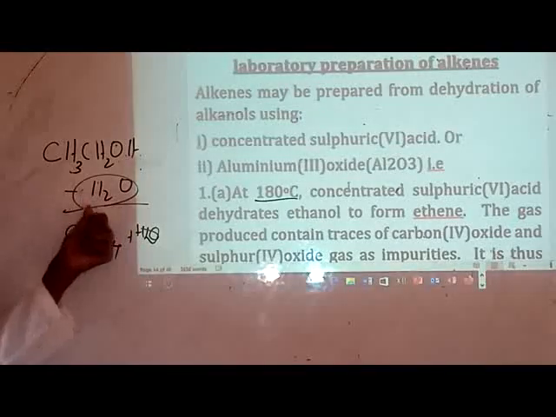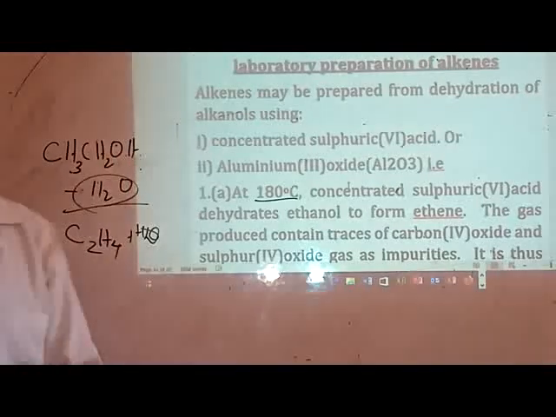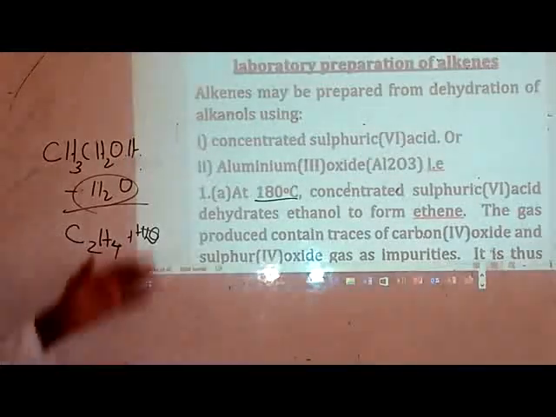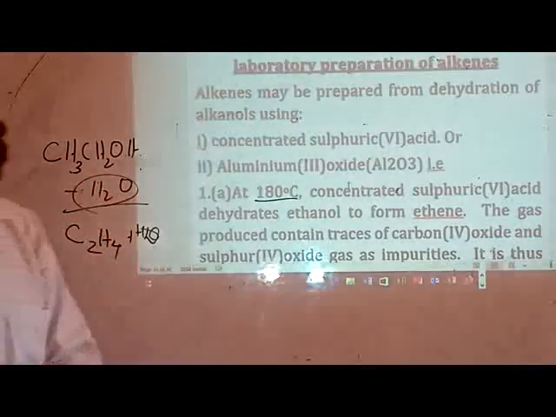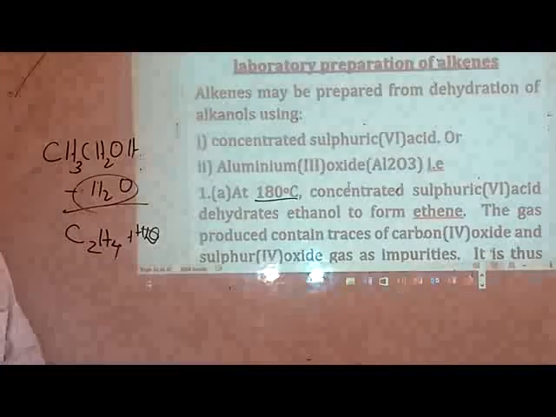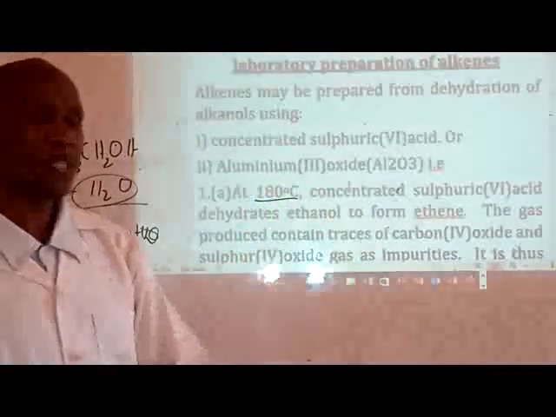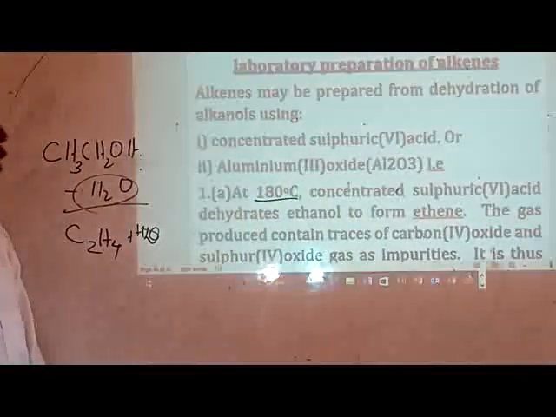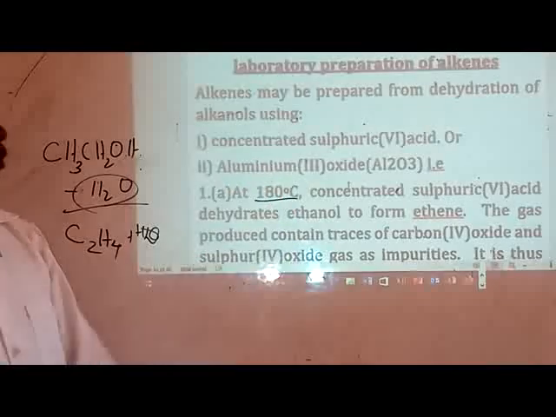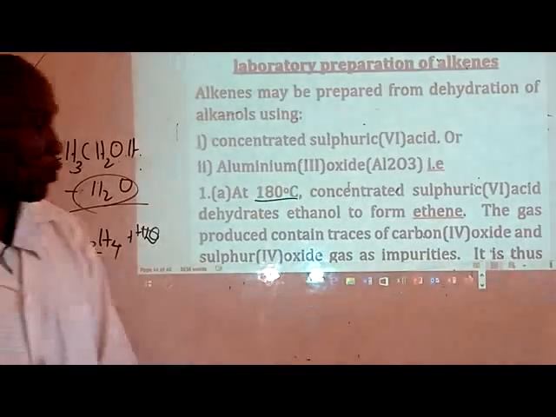So you can dehydrate alkanols to alkenes. You remove water from alkanols and you get alkenes. So use temperatures at or above 180. If you use temperatures below 140, the product is not going to be an alkene.